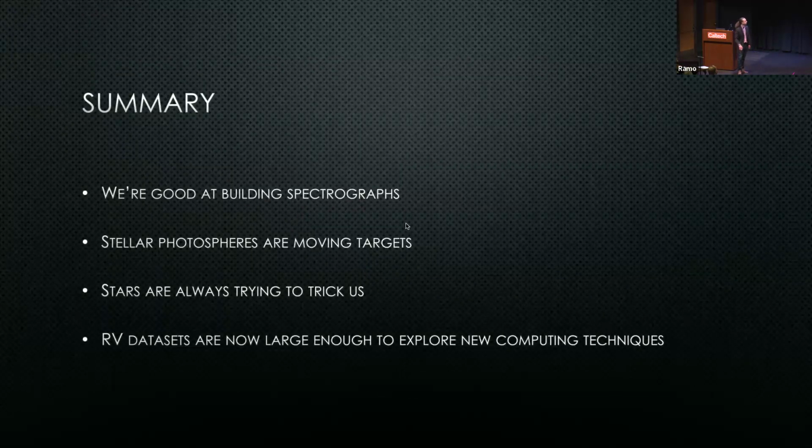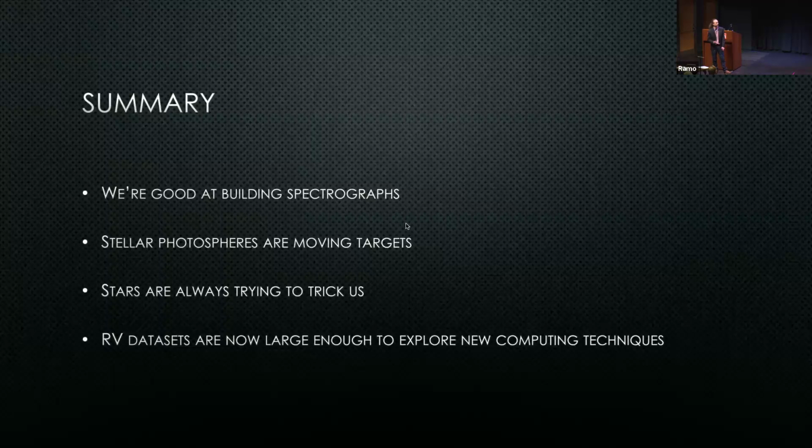That's not our limit. Stellar photospheres are moving targets, and they're always going to be difficult to make these very precise measurements. Stars are always trying to trick us, whether you like it or not. And radial velocity data sets are actually starting to get large enough that we might be able to train these complex AI models.